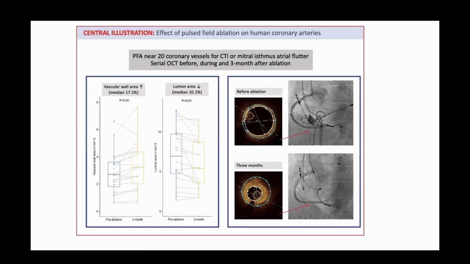Perfect. Well, thanks so much, Mark. Again, all the data up until now has just been preclinical and animal data. So it's really important, I think, to see this data in humans. It definitely gives us some caution using PFA around the coronary arteries. And thanks so much for your contribution. Thank you, Dr. Gerstenfeld.